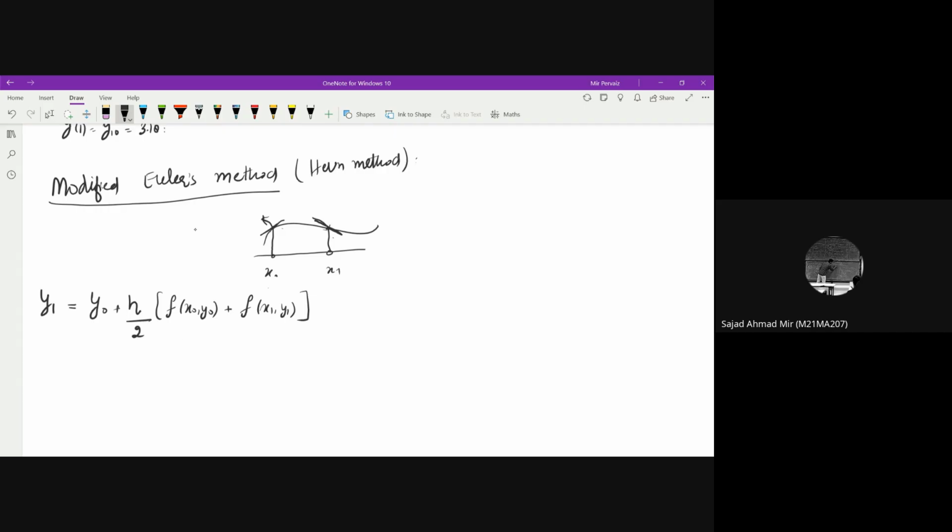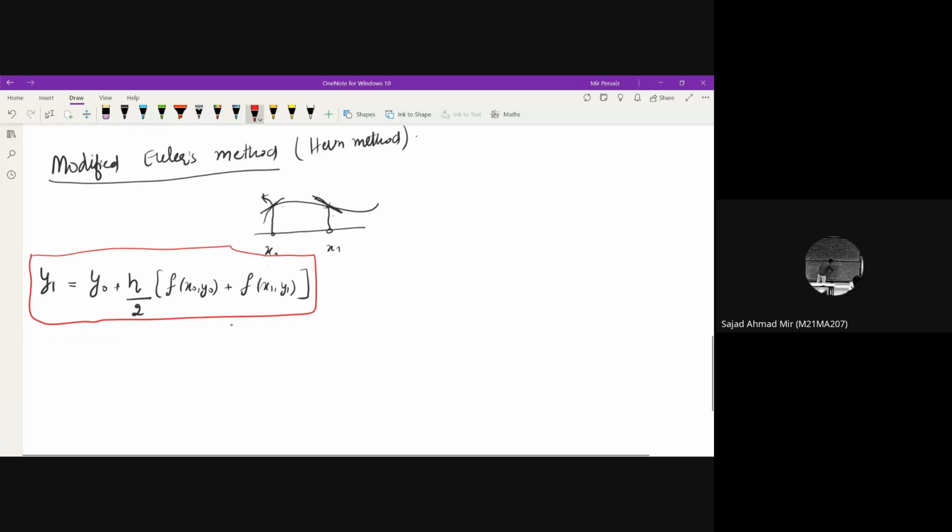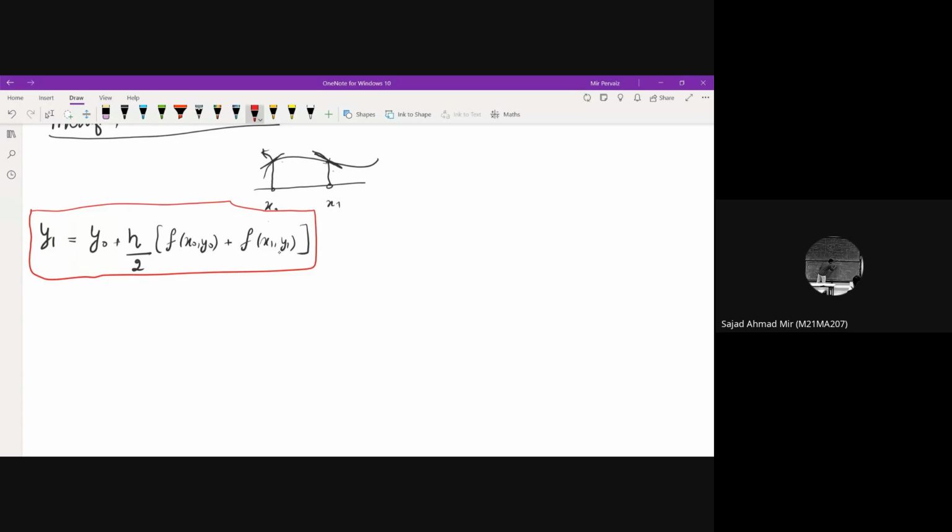Now the important point to note here is that we are looking for the value y1, and we are also using the value of y1 on the right hand side, f of x1, y1. So in order to find y1, we are using the value of y1. The modified Euler method gives this numerical scheme, using the average of the slopes at these 2 points. But the problem is we have to find the value of y1, and for calculating y1, we have to use y1. So how can you solve this problem?